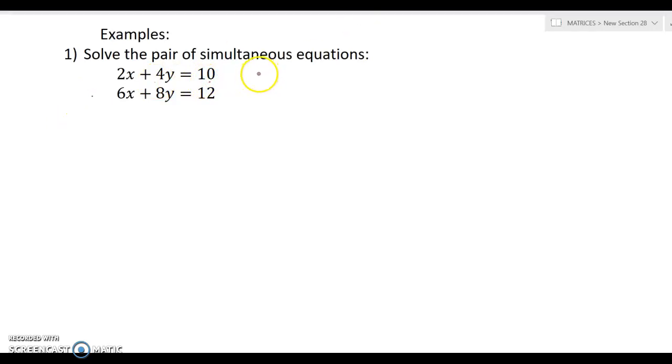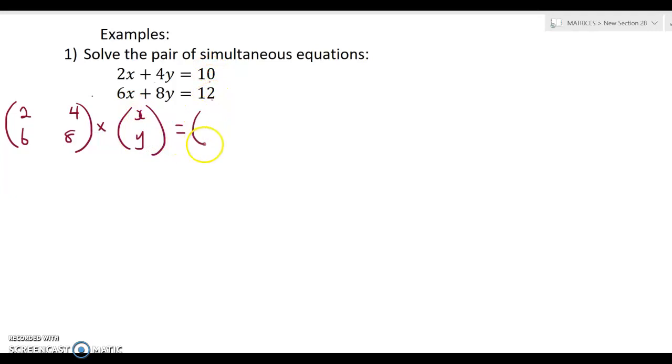So let me come up here, I'll do it right here. So let's pull out our 2 by 2 matrix. So pull out the numbers before the x and the y. So 2, 4, and then 6, 8, right? And then you always multiply by x, y, and that is equal to the two numbers on the right, which is 10 and 12 here. So that's our first part. You pull out the numbers to get your 2 by 2 matrix, multiply by x, y, and then that's equal to the two numbers on the right side.